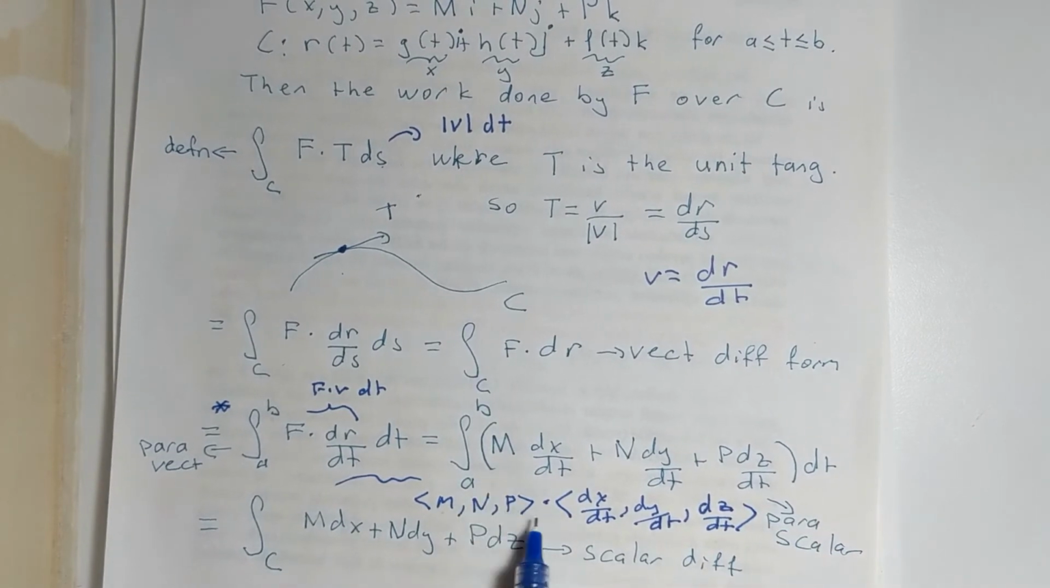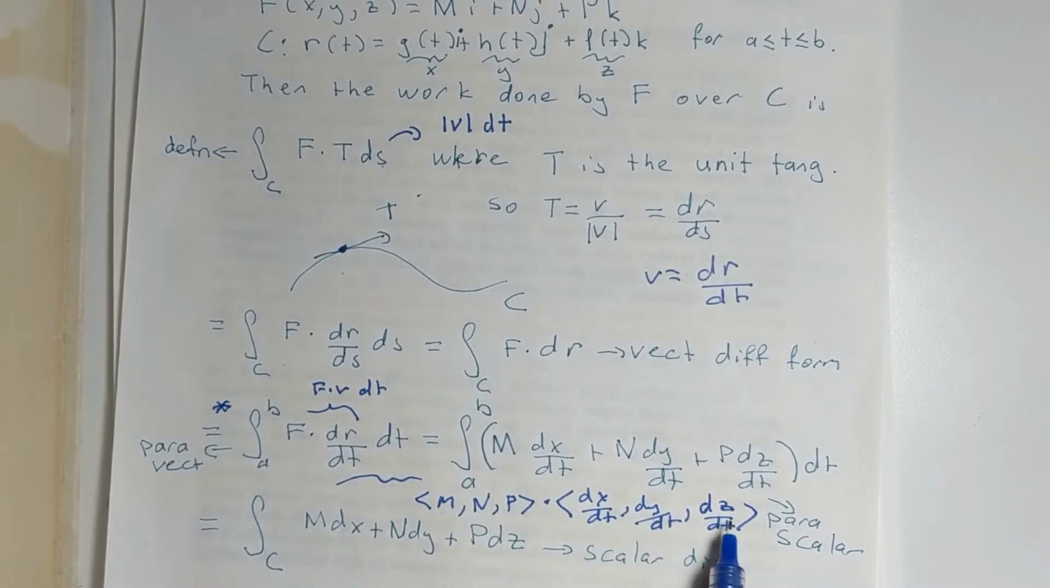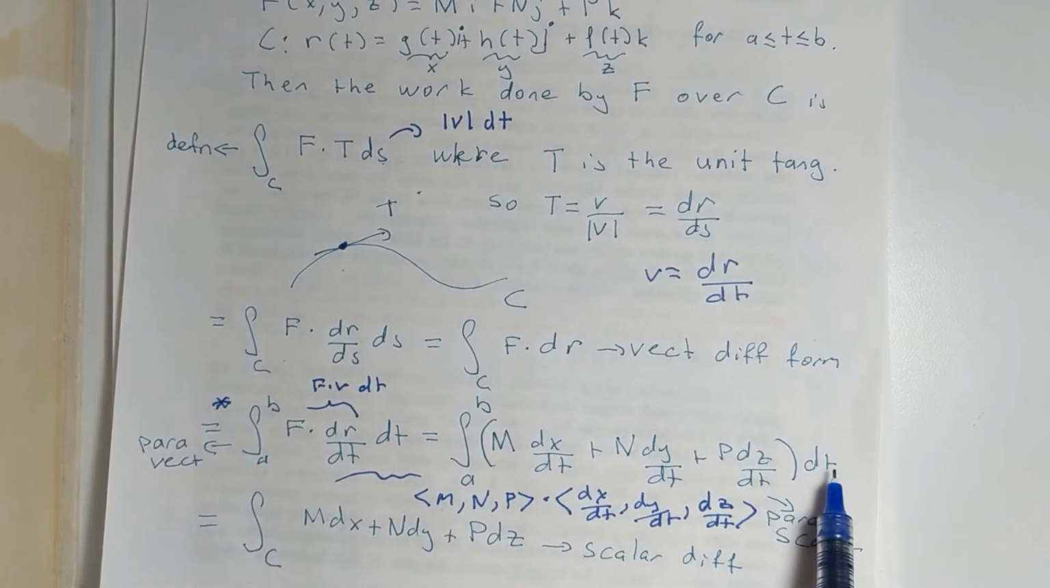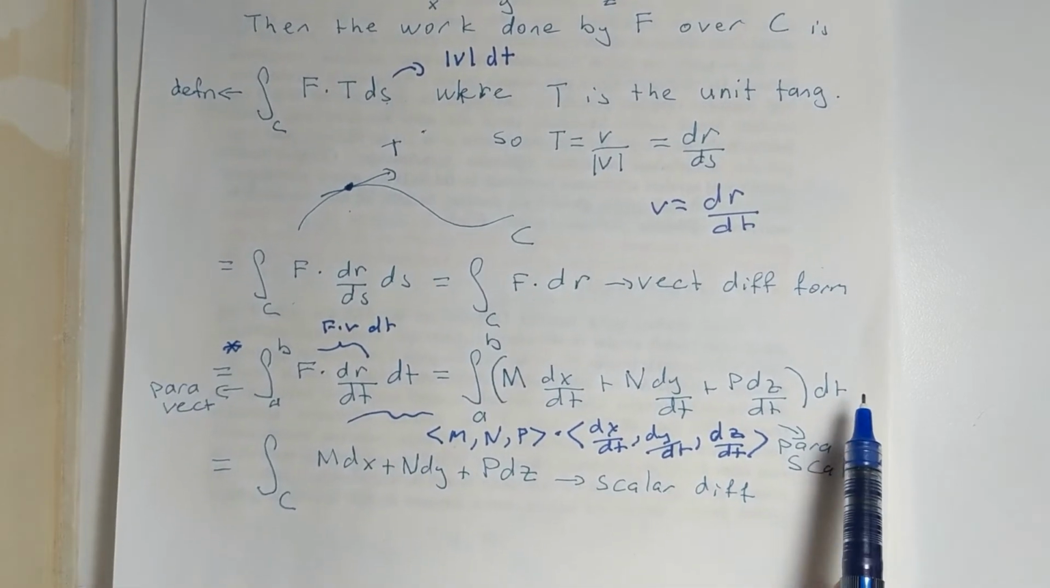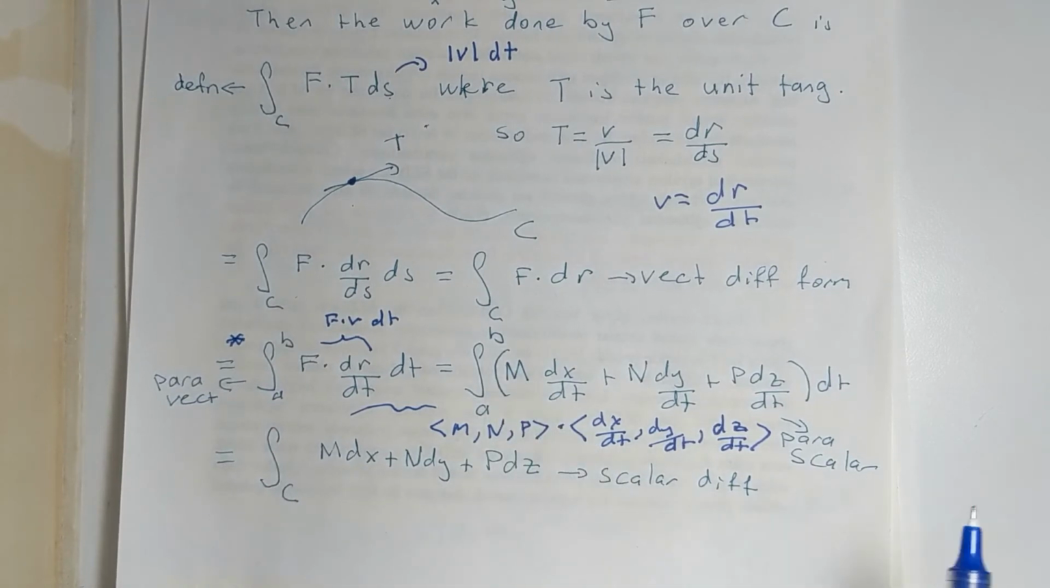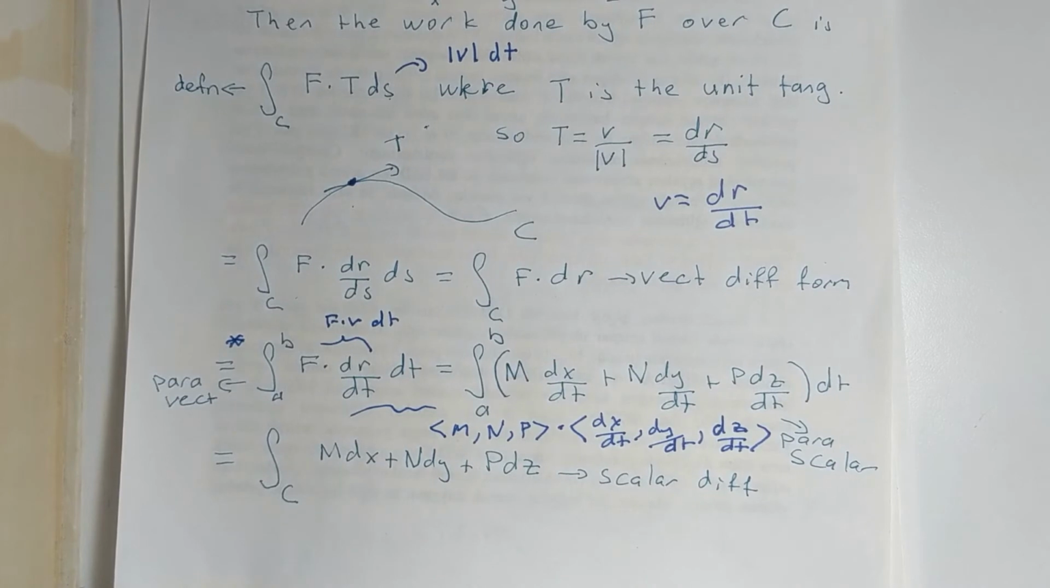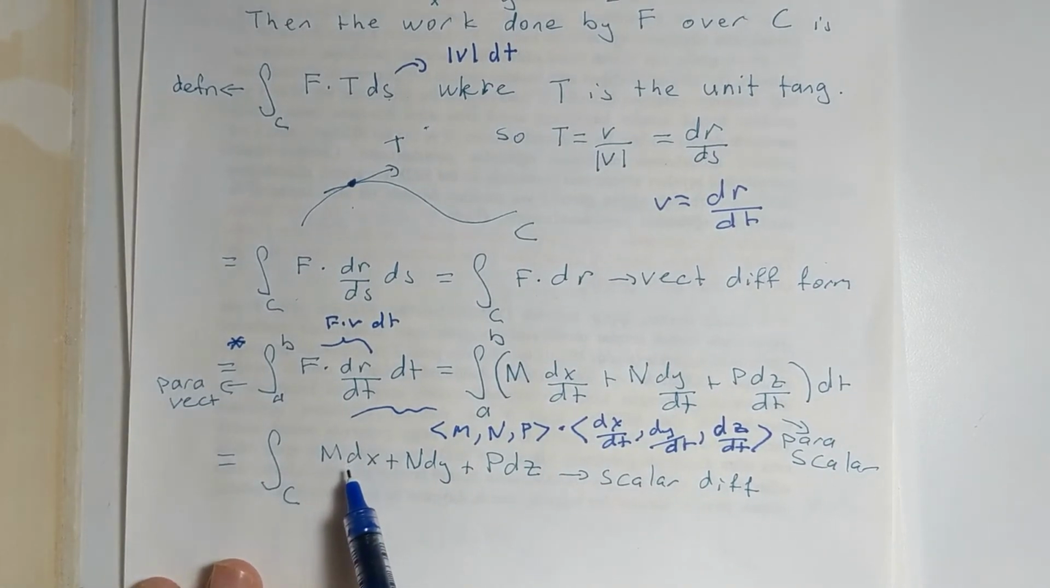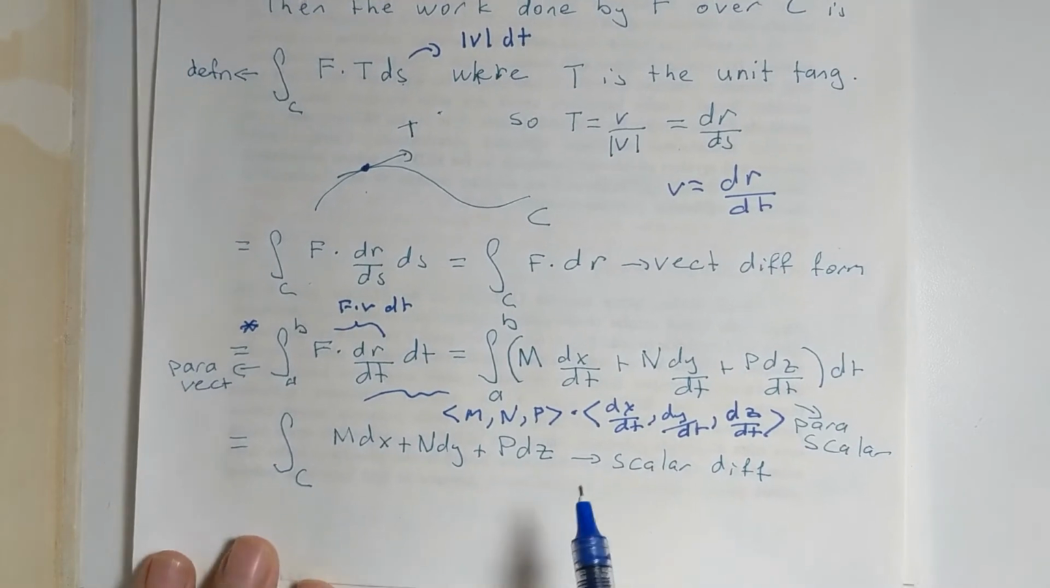We get this term: M times dx/dt. Again, M is a 3-variable function. N times dy/dt, and P times dz/dt. Now, because of the chain rule, the dt's are going to cancel, so we have this integral. We are losing a and b because t disappeared. Again, we're going back to the curve. Over the curve, we have to do M times dx, N times dy, P times dz.